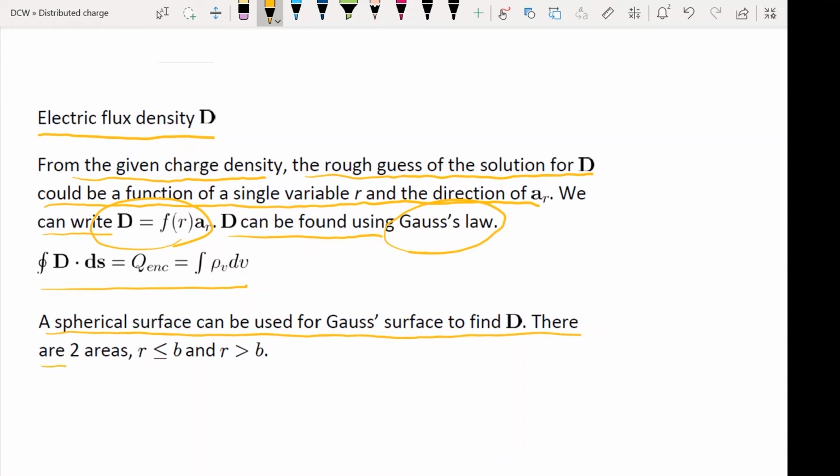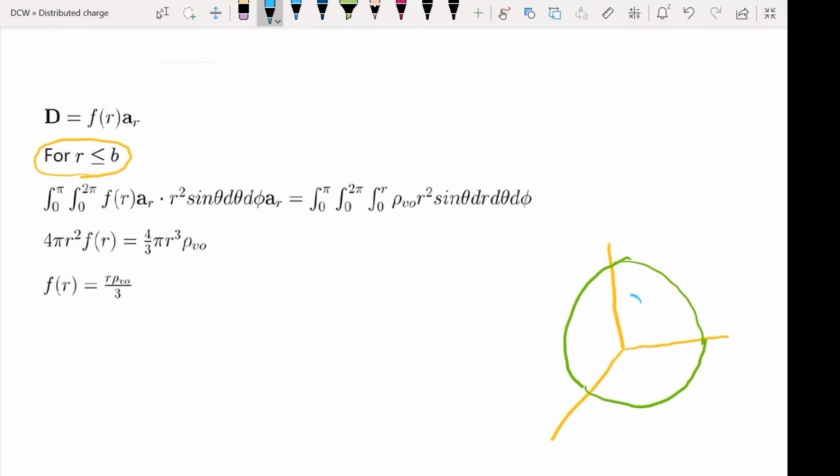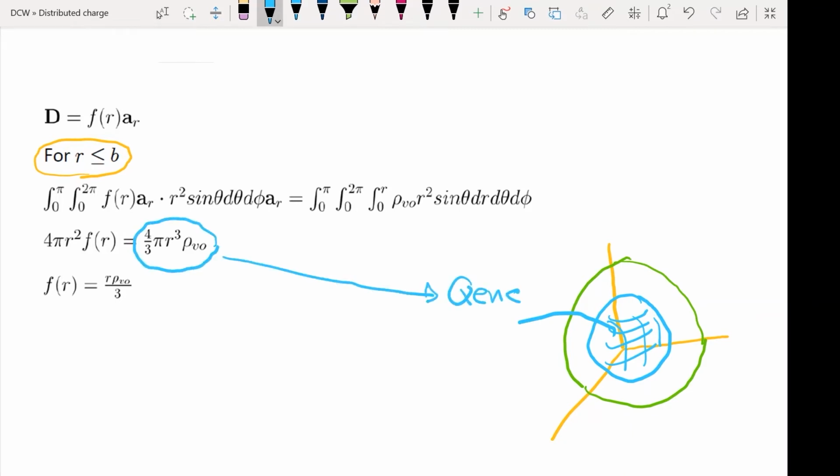There are two areas: inside the charge where R less than B, and outside the charge where R greater than B. For R less than B, using Gauss' law, we need to find the charge inside the blue surface and the flux passing through the same surface. Then we obtain D in this area.